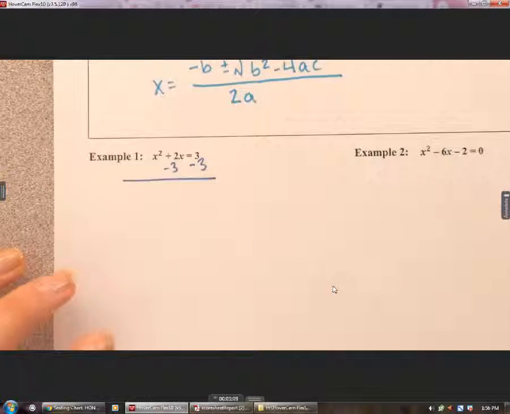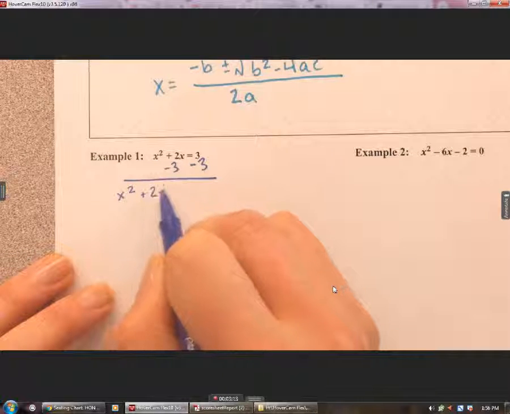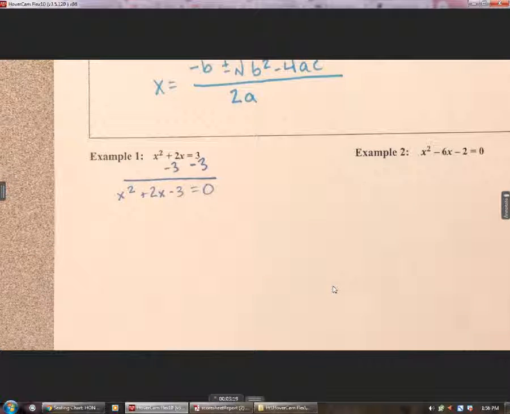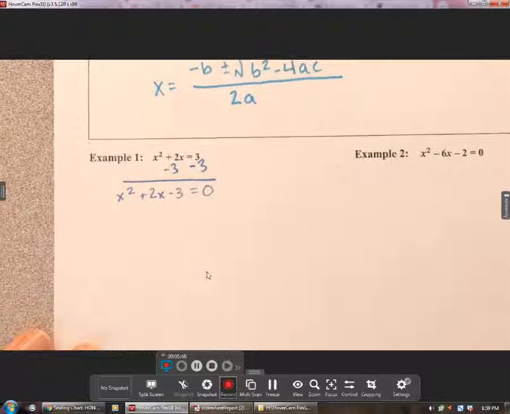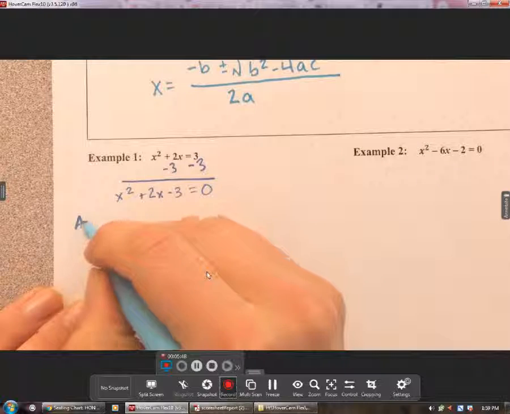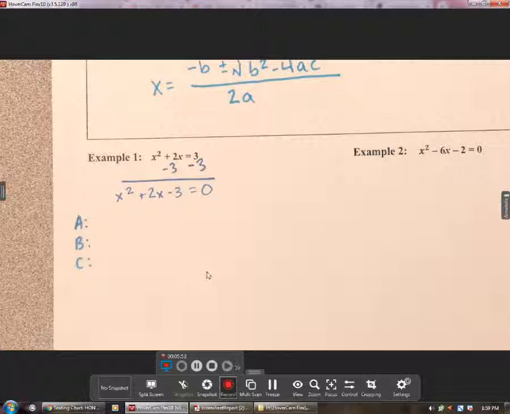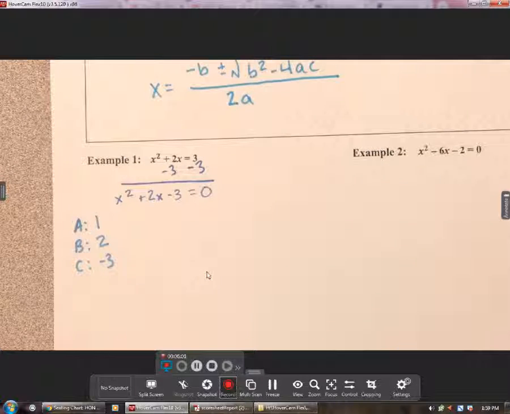So my new equation would be this. Good job. Okay, once we have this, we need a, b, and c. What's the a value? 1. What's b? 2. What's c? Negative 3. Good.